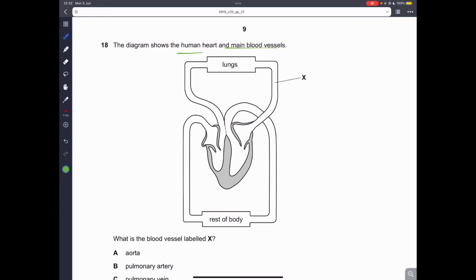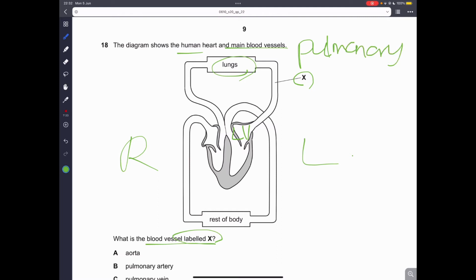Question number 18. The diagram shows the human heart and main blood vessels. What is the blood vessel labeled X? The blood vessel is coming from the lungs. That's one of our clues. And remember, this is the right side, and this is the left side, and this is the left ventricle. If it comes from the lungs, we always use a word associated with the lungs, which is the word pulmonary, and so it is coming towards the heart. If it's coming towards the heart, it is called the pulmonary vein.